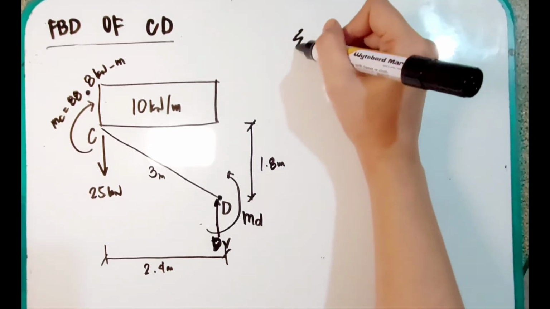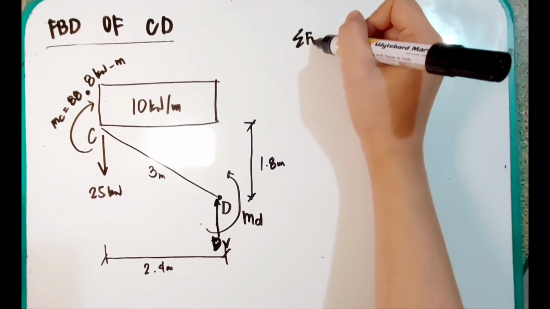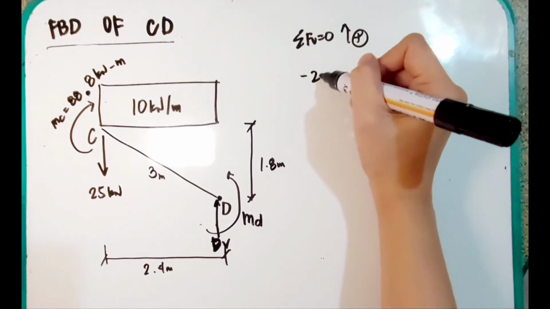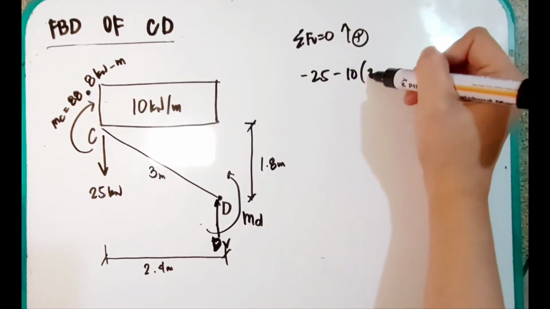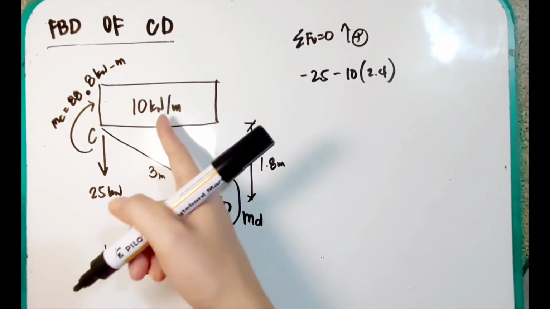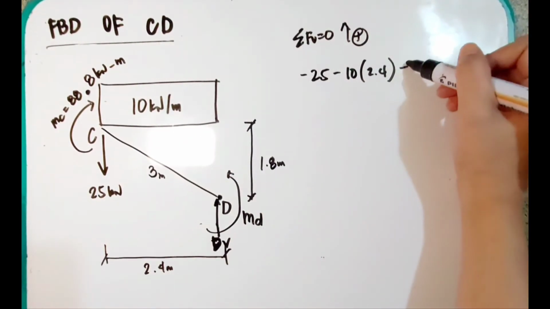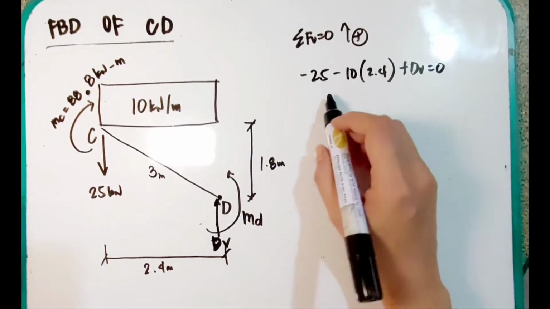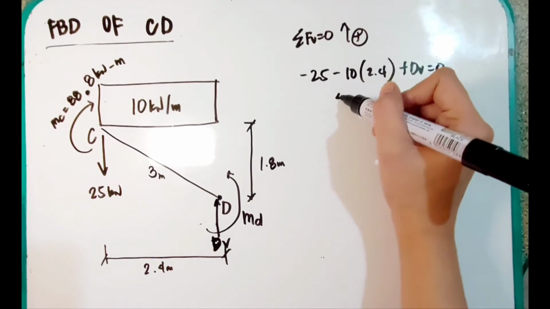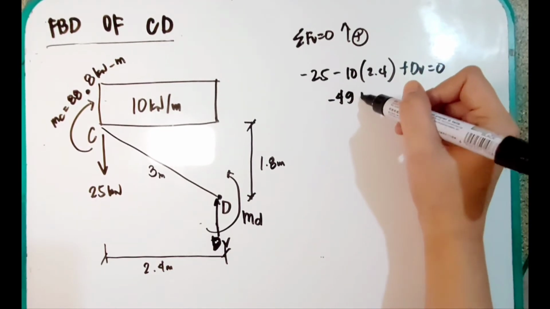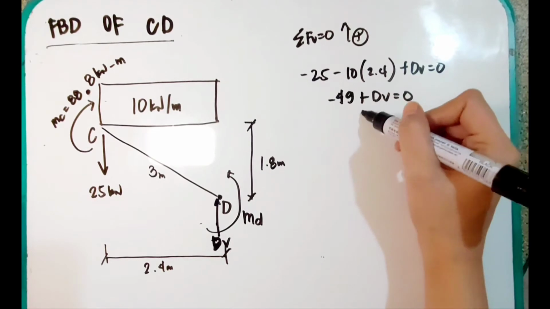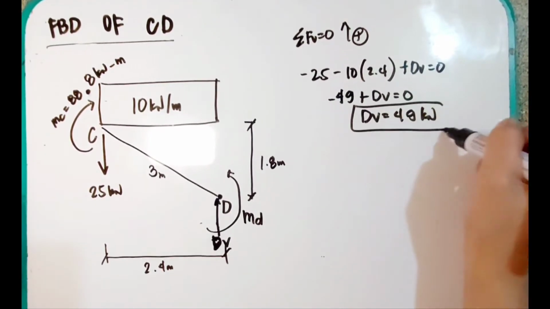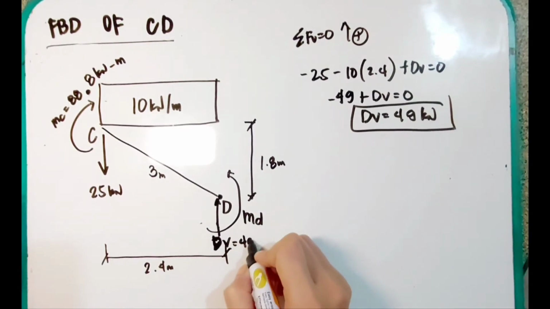Yan, para mas madali. Summation of forces vertical is equal to 0. Upward is positive. So, we have negative 25 minus 10 multiplied by 2.4, plus dV is equal to 0. Negative, negative, mag-add. So, we have 25, 24. So, 49 kilonewton plus dV. Transpose natin si 49 to make it positive. Okay. So, that is your 49 kilonewton.